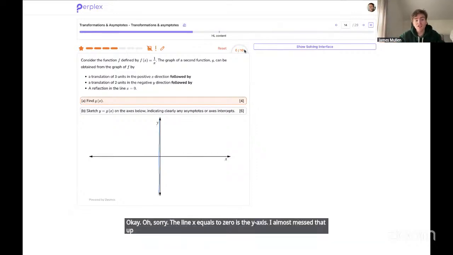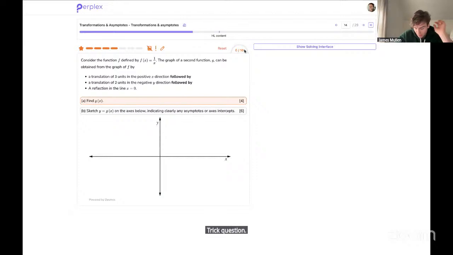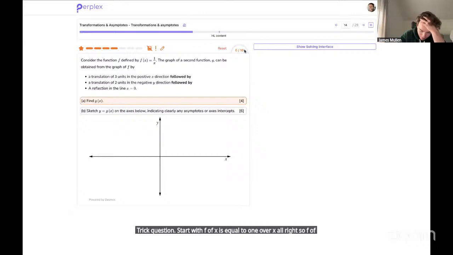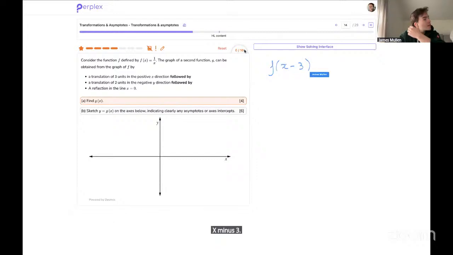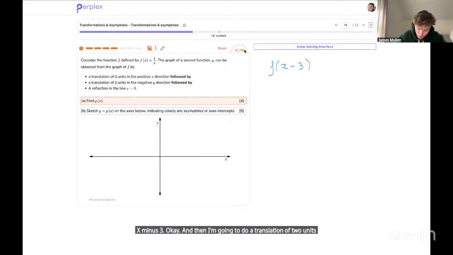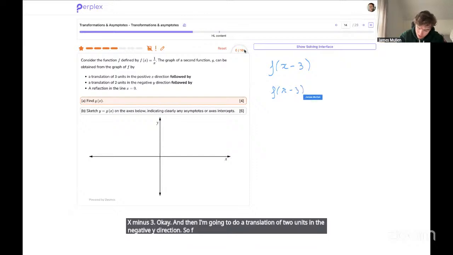So I'm doing a reflection in the y-axis. All right. Trick question. So start with f of x is equal to 1 over x. Then let's think about what is happening horizontally. I'm doing a translation of 3 units in the positive x direction, so that means I start by doing f of x minus 3. And then I'm going to do a translation of 2 units in the negative y direction. So f of x minus 3 minus 2.